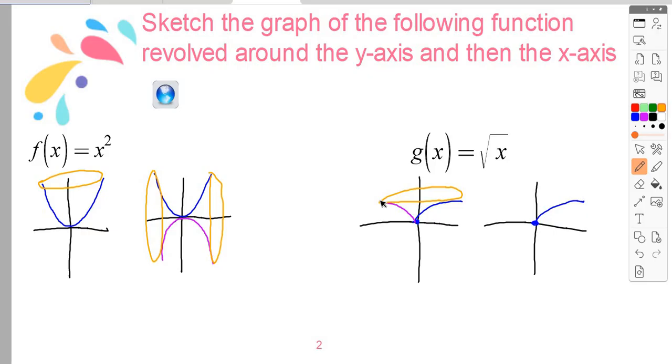Versus if I rotate it around my x-axis, again, I get that bowl-like shape.